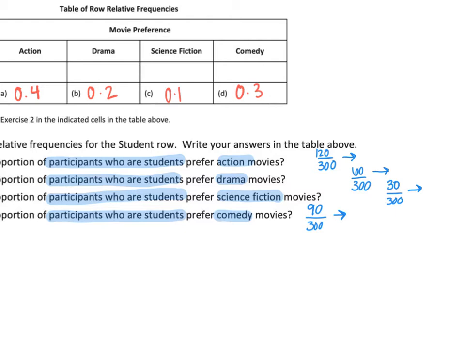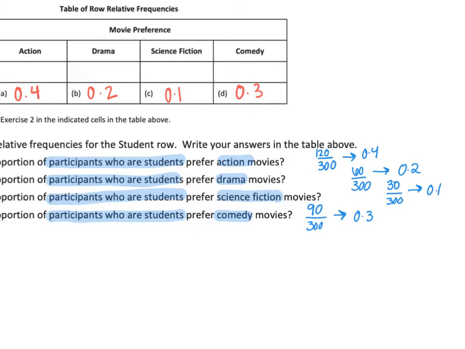All right, here are the numbers that you should have found. 120 divided by 300 is the same as 0.4. 60 divided by 300 is the same as 0.2. 30 divided by 300 is the same as 0.1. And 90 divided by 300, oh my gosh, is the same as 0.3. So these are your relative frequencies as decimals.